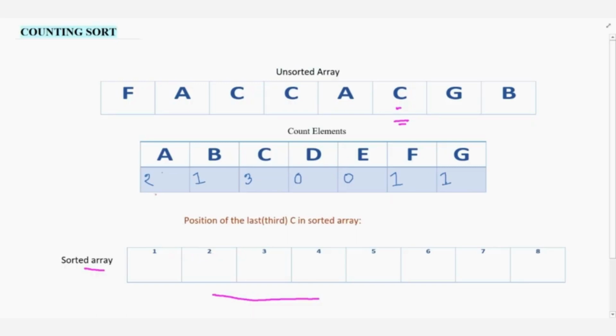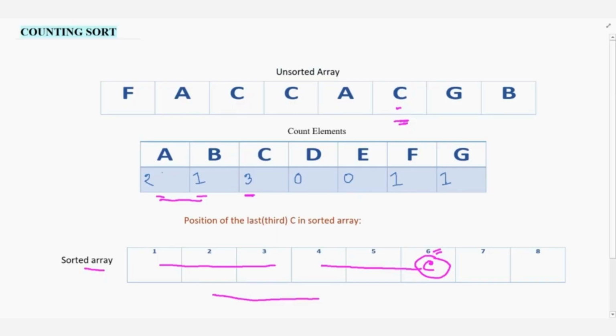Let's check carefully. We have 2 A's and 1 B, so there are a total of 3 elements to be placed before we place any C. So 3 positions are already occupied, and among the C's there are 3 C. So C's will be placed at positions 4, 5 and 6. This is the position where we can place the third C. So this position index is 6. How can we find 6 for the last C?